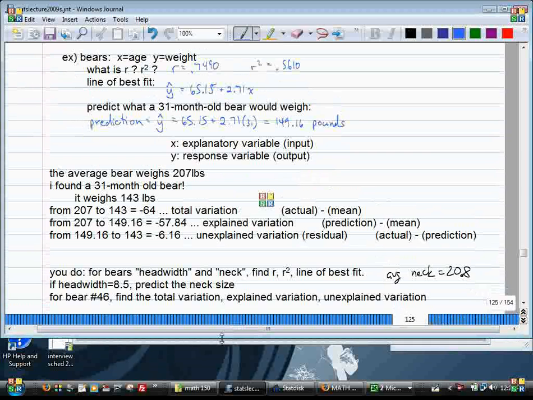So again, for the same data set, let's compare head width and neck. Find R squared, find the line of best fit. Then, if the head width equals 8.5, predict the neck size. And then, on your list of data, find bear number 46. Find the total variation, explained variation, and the unexplained variation.